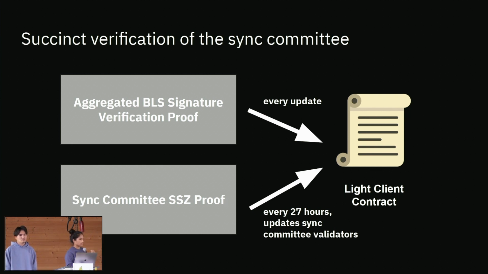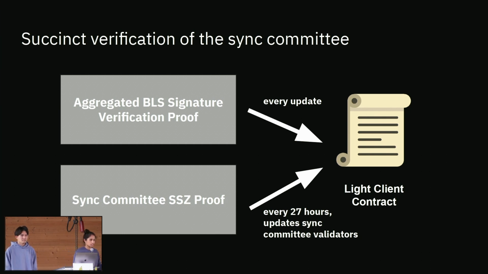they generate a BLS signature for each header they believe to be in the canonical chain, and then that signature gets aggregated. So for each header, there's an aggregate BLS signature from validators in the sync committee and a proof that we generate of that signature being valid. The other thing the sync committee does is every 27 hours, it rotates its members.